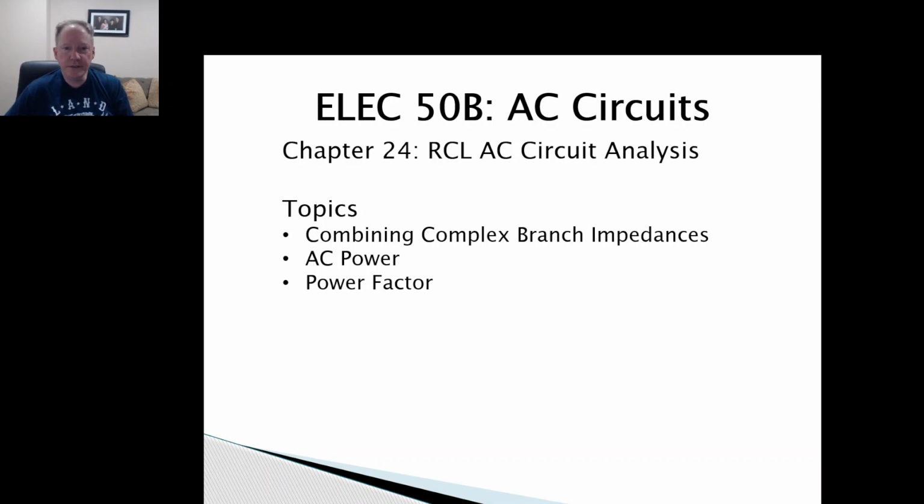All right, so this week we're going to look at complex branch impedances. Last week we looked at the serial and the parallel RCL circuits. This time we're going to look at the combination. And we'll also talk about some of the power that is part of that and the power factors.